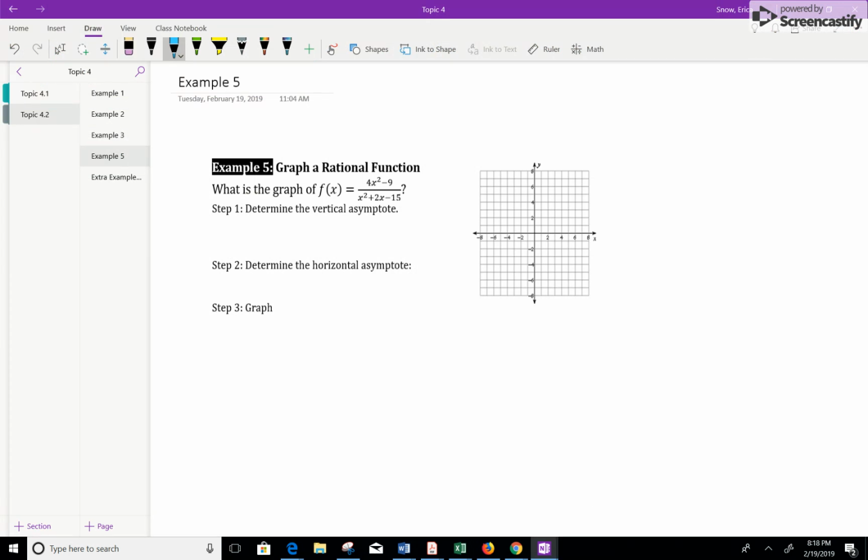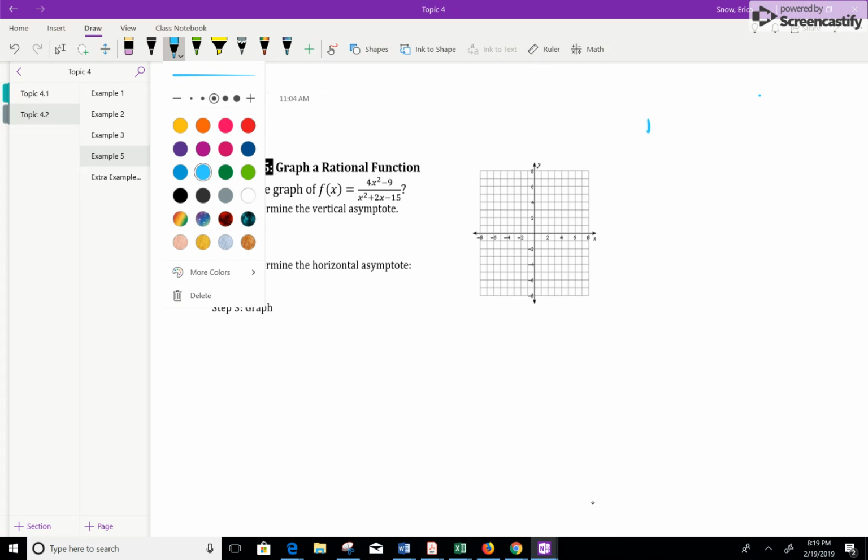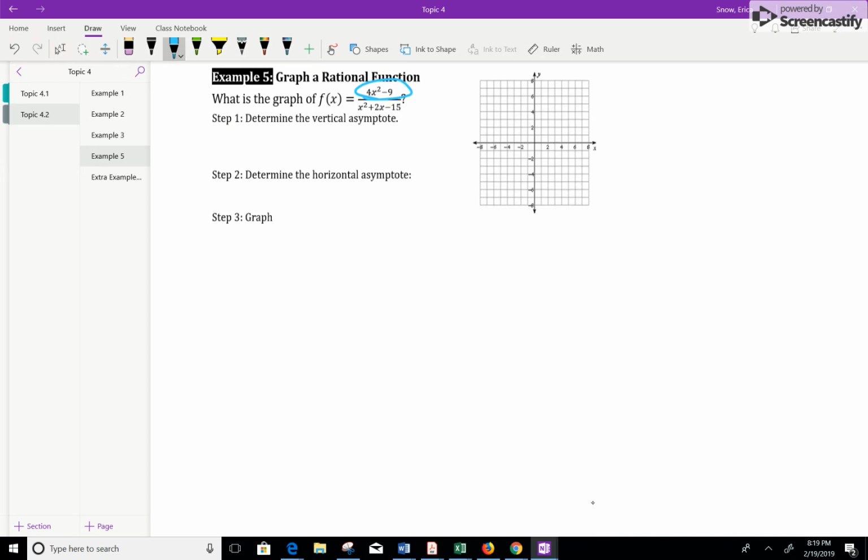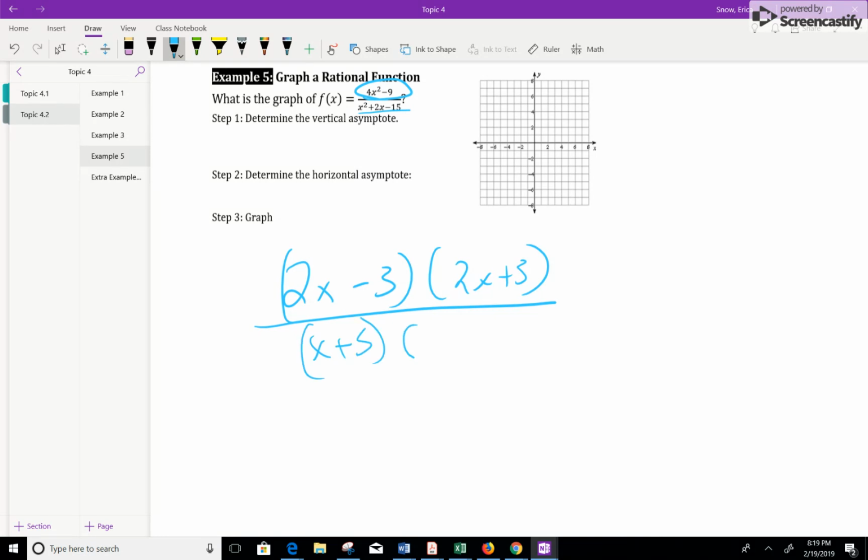Step 1 is to factor. So when we factor the top, that's the difference of 2 squares. And I'm actually going to do this down here below this. So we get the square root of 4x, which is 2x minus 3, and 2x plus 3. And then our bottom is going to be x plus 5 and x minus 3. So we factored that completely.